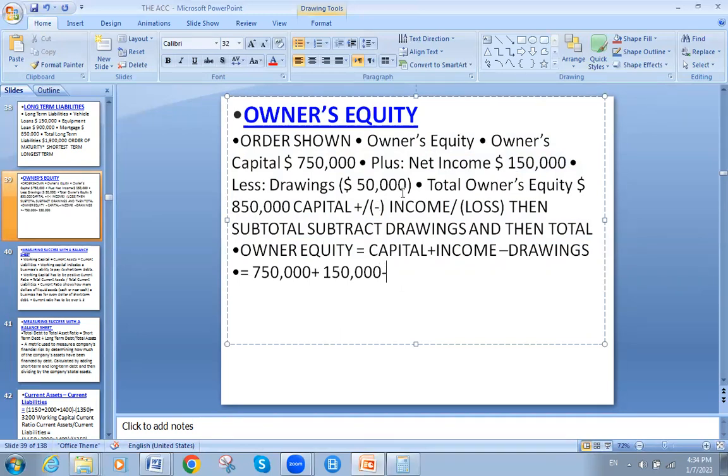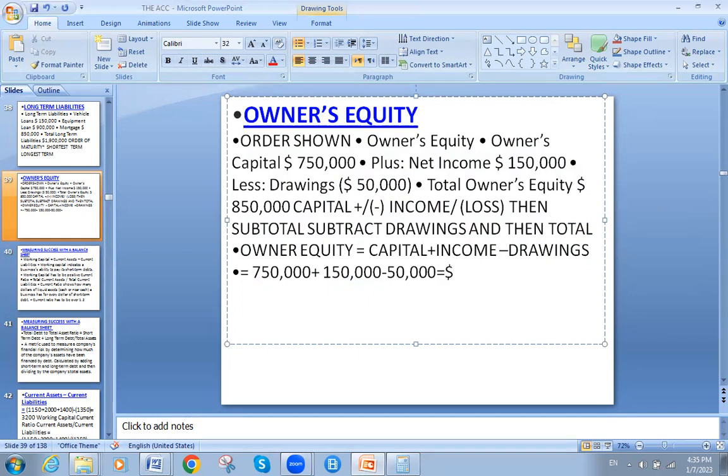Minus the drawings. How much are the drawings? 50,000. So it's capital plus income minus drawings. The drawing is 50,000. So 900 minus 750 plus 150 will equal 900 minus 50, which gives me $850,000.